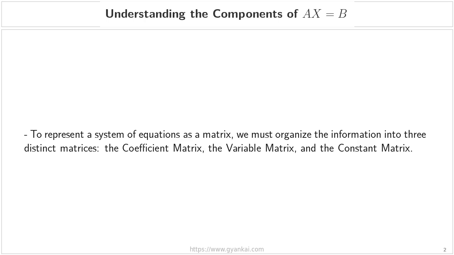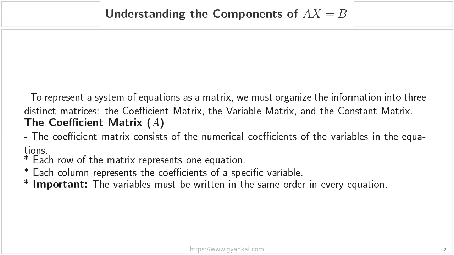Understanding the components of A x equals B. Now that we know our goal is to translate a system of equations into the form A times x equals B, let's break down exactly what those three components are. To make this work, we need to organize our information into three distinct matrices: the coefficient matrix, the variable matrix, and the constant matrix. First, let's look at the coefficient matrix, which we denote with the capital letter A.